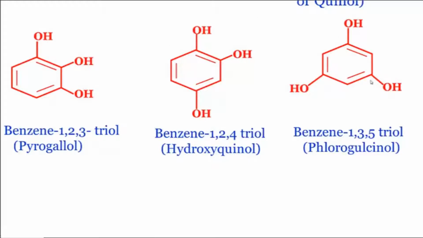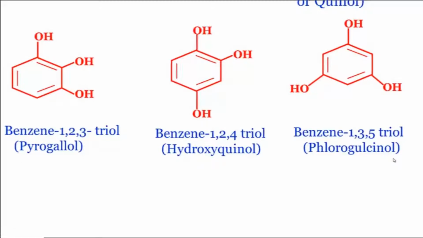Now let's look into the third example. In the benzene ring, we find OH being linked for the first carbon atom, third carbon atom and the fifth carbon atom. Therefore, we will call this by the name as benzene 1,3,5 triol, or else by the name as 1,3,5 trihydroxybenzene, which is popularly called phloroglucinol. As I told you, for the dihydric phenol wherein the structures and the nomenclature are important, same thing holds good even in case of trihydric phenol.